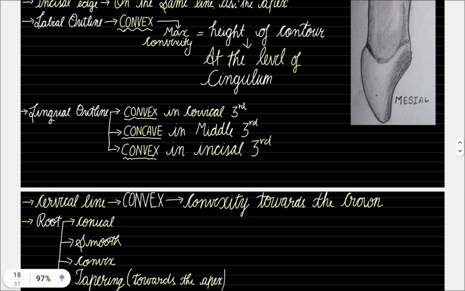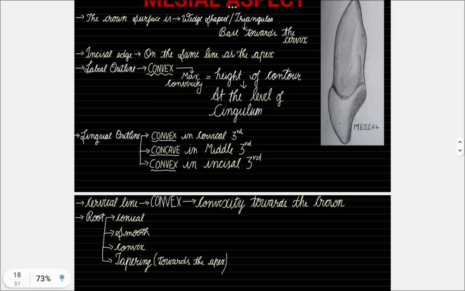The cervical line, as you can see, is convex, and the convexity is towards the crown. See, this is convex. So this is the convexity towards the crown. The root similarly is conical, smooth, convex and tapering towards the apex.